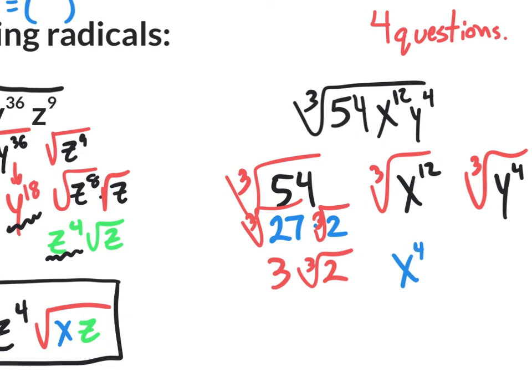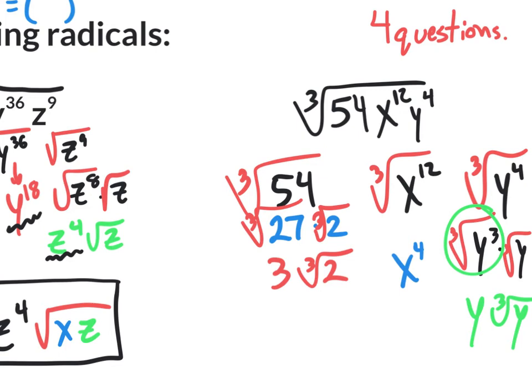Last but not least, going for our last one right there, I'm going to rewrite this. Remember, guys, the third root is really the power of 1/3. I want this power to be divisible by 3, kind of like 12 was divisible by 3. I want 4 to be divisible by 3, but it's not. So I'm going to rewrite it with multiplication. I'm going to write it as y to the 3rd times 1 more y. And then I'm going to split the third root right there and the third root right there. And we know that this guy right here ends up just being y, and then the third root of y comes down.